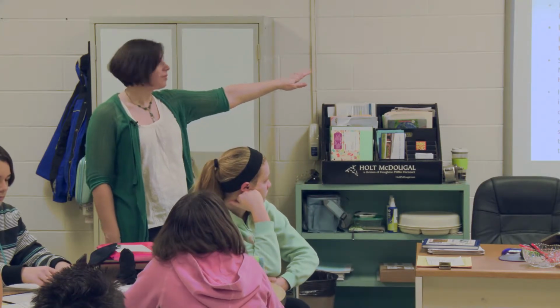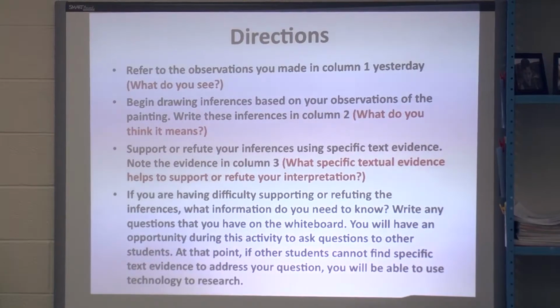So the last thing I want to leave you with before you go ahead and start working are some directions that you could keep referring to as you're working today. First, we referred to the observations you made in column 1 yesterday. So we already filled in column 1. Column 2 is begin drawing inferences based on your observations of the painting. Write these inferences in column 2. Okay, so what can you conclude? What inferences can you make about those observations?